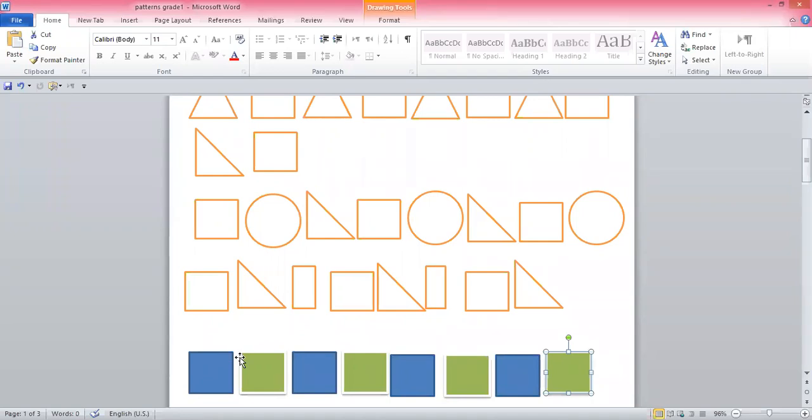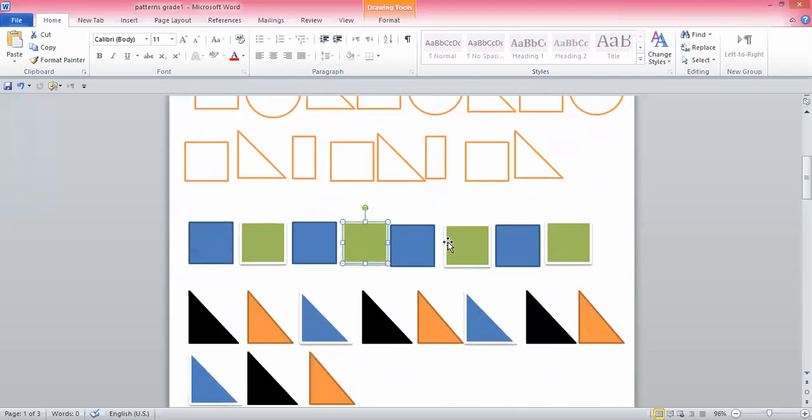All shapes are the same, square, and the pattern is made up of two colors, blue and green. So after blue there is green. After blue there is green. After green there is blue again. So at any point if I stop you and ask, you can easily tell me the answer.